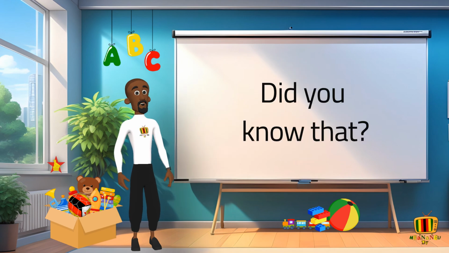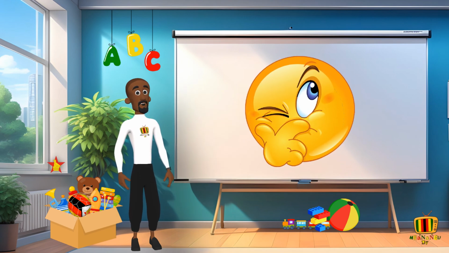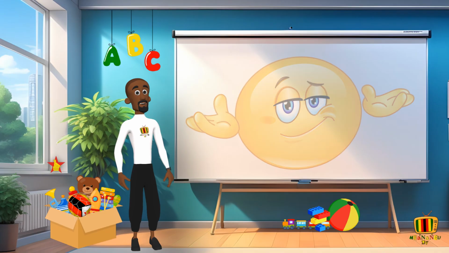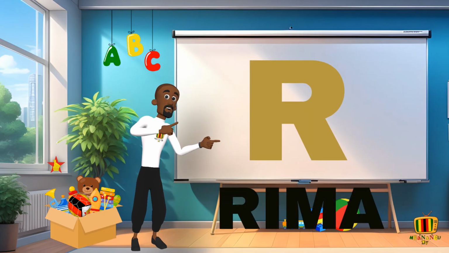Did you know that? Try and think of Shona words beginning with Q. You won't find any. R is for Rima, farming.